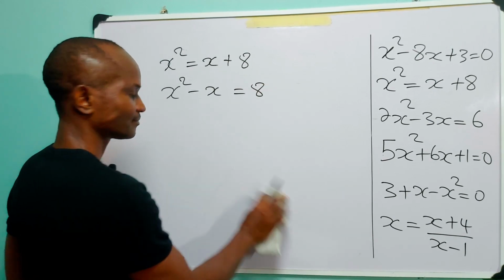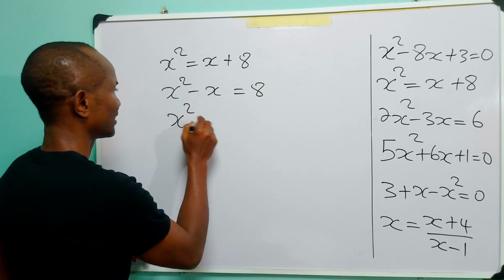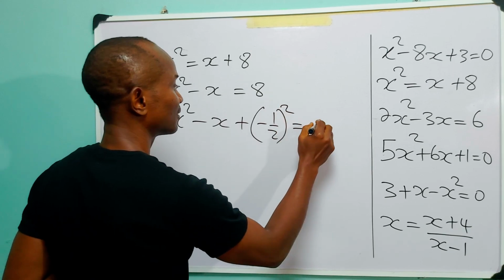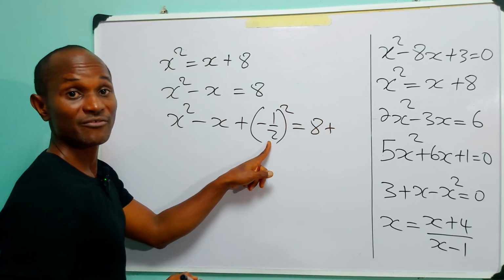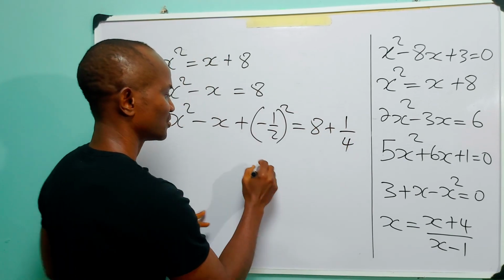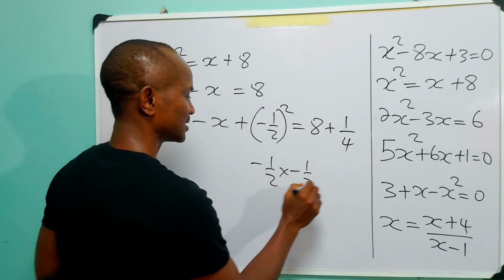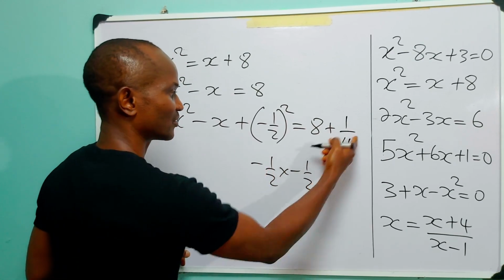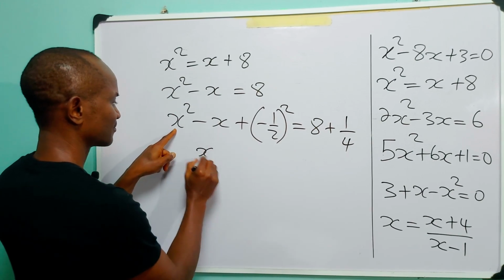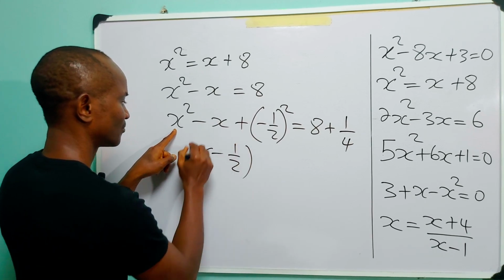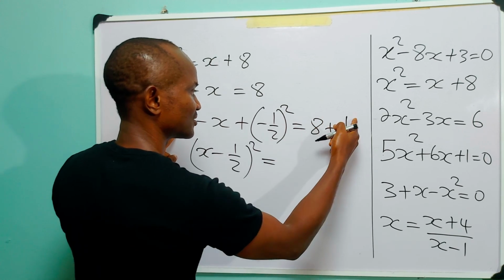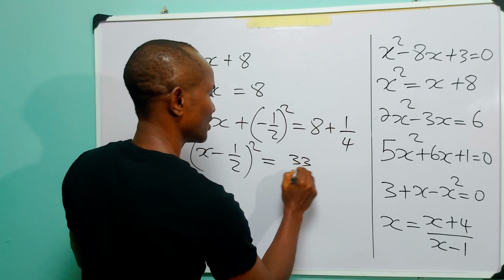So we have that x squared minus x plus minus half squared is equal to 8 plus minus half squared. Now, when you evaluate this, you have 1 over 4, because of course you know that this is half times this. The minus cancels itself and we have 1 over 4. So once more, you take x minus half and square it, and this is equal to 4 times 8 is 32, plus 1, 33 over 4.